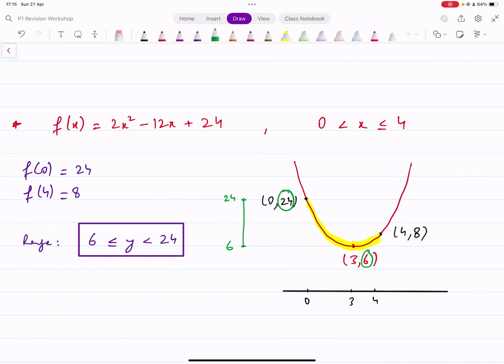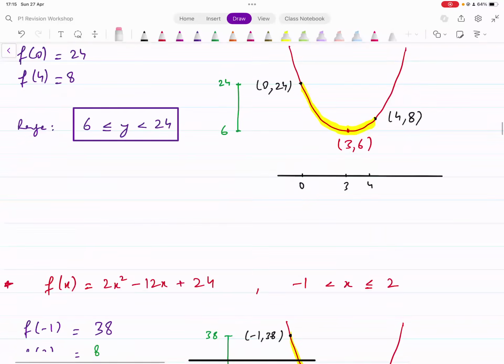Now, since the point 6 is included because that's in the middle of that valid part, 24 is also included. Is that included? No, 24 is not included because the value for x here, 0, that 24 corresponds to, was not included. So we don't put an equal to sign with 24 here. So that's the range. It's from 6 to 24. That's the range of this function.